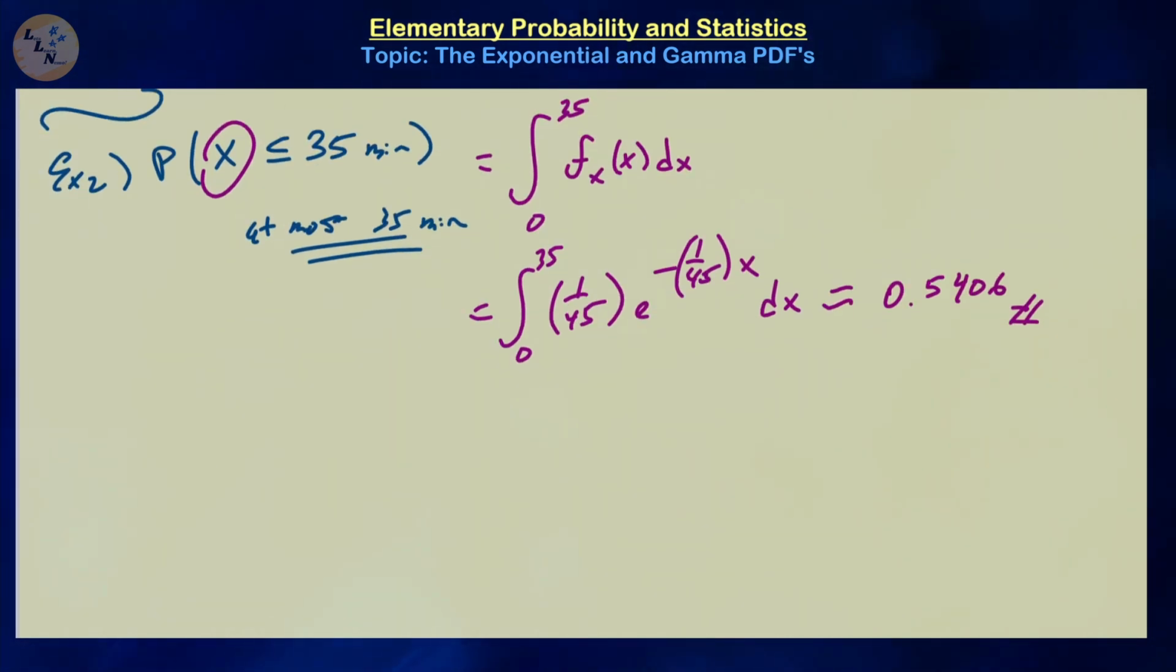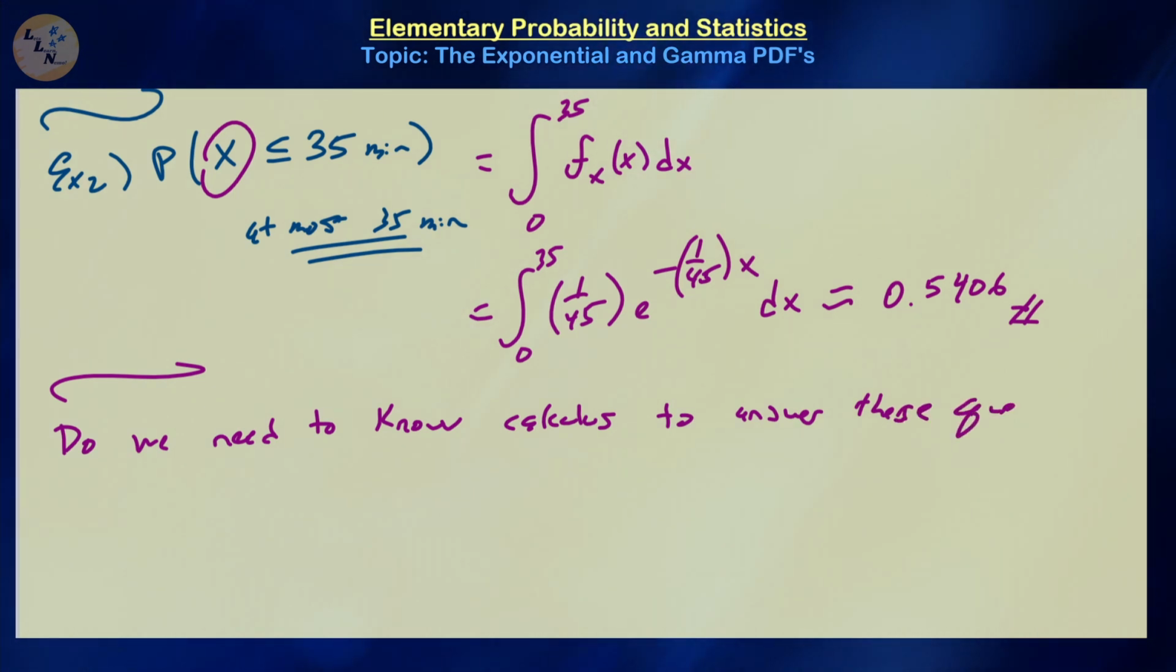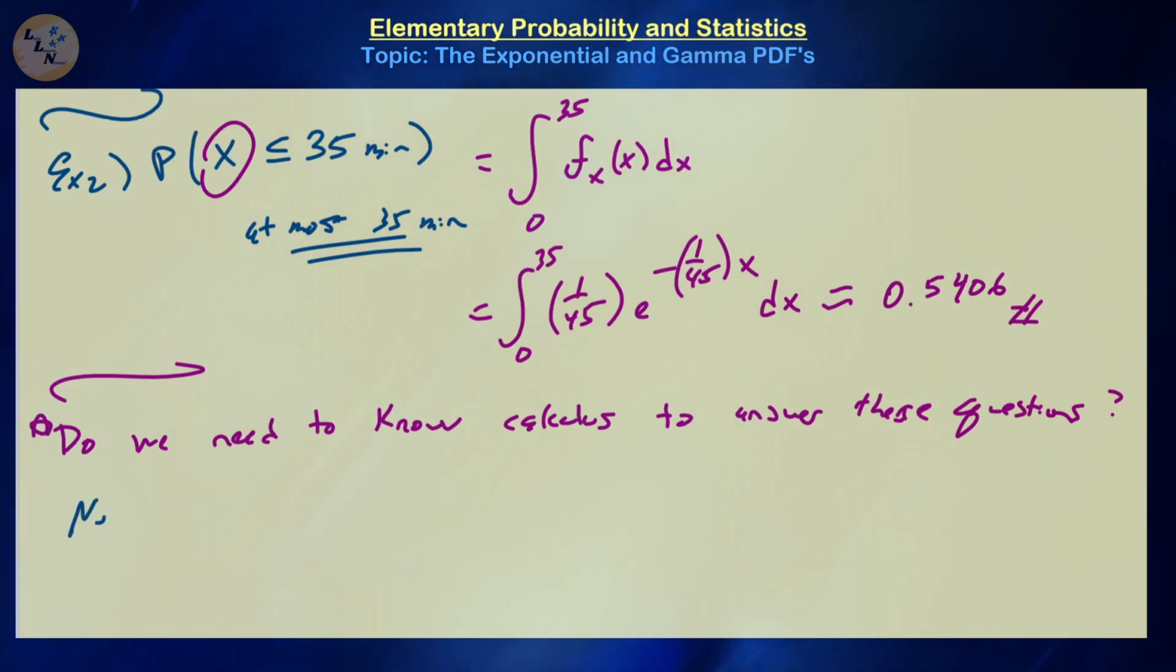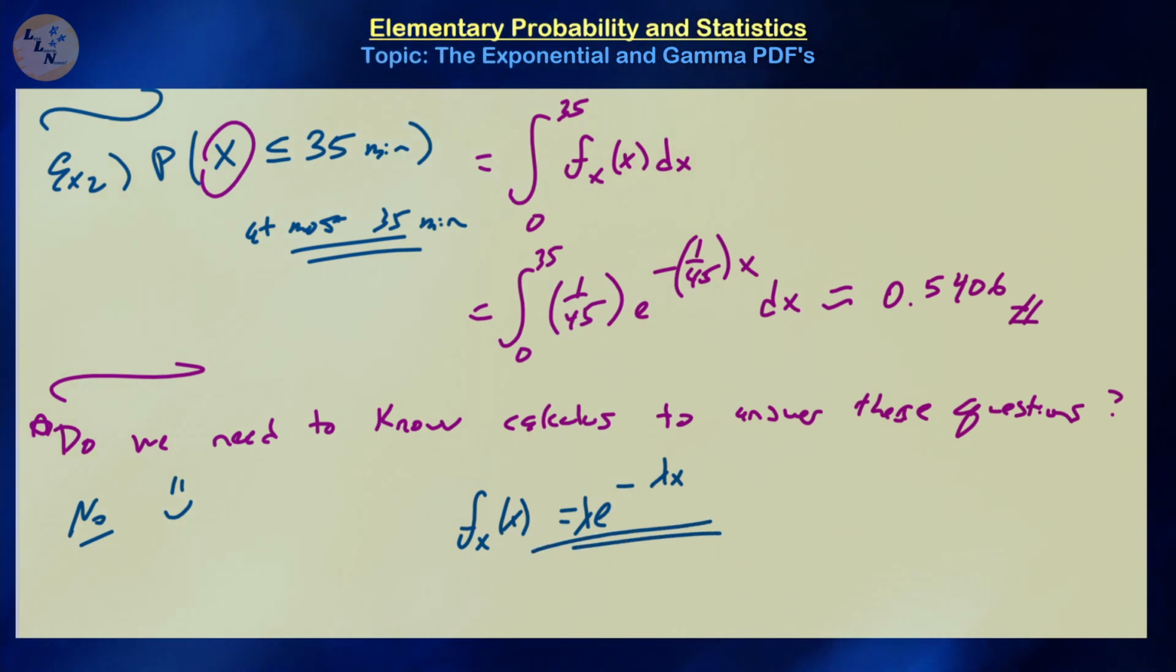Now, question. Do we need to know calculus to answer these questions? And the answer for this question, surprisingly, is no. Because this function, f of x, equal to lambda e to the minus lambda x, is a very basic probability density function, especially compared to a lot of the other ones that we're going to see in the near future.